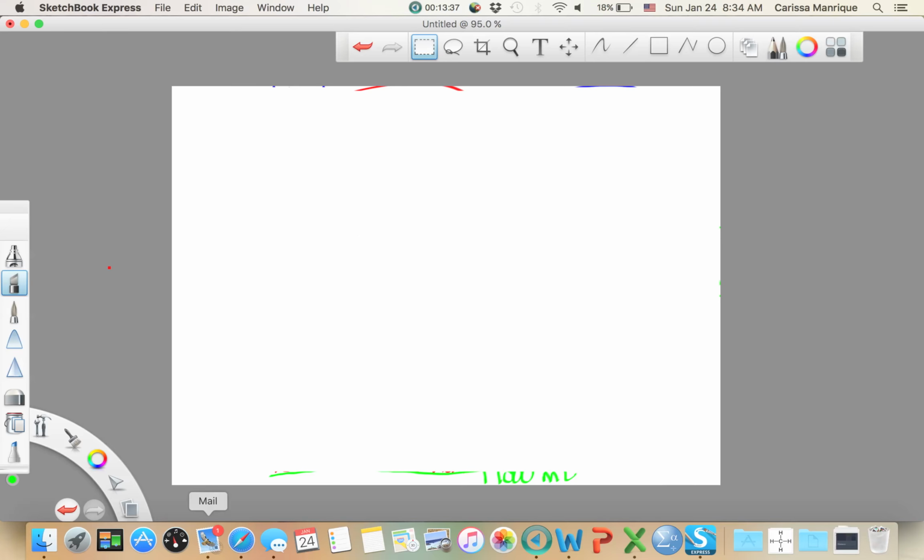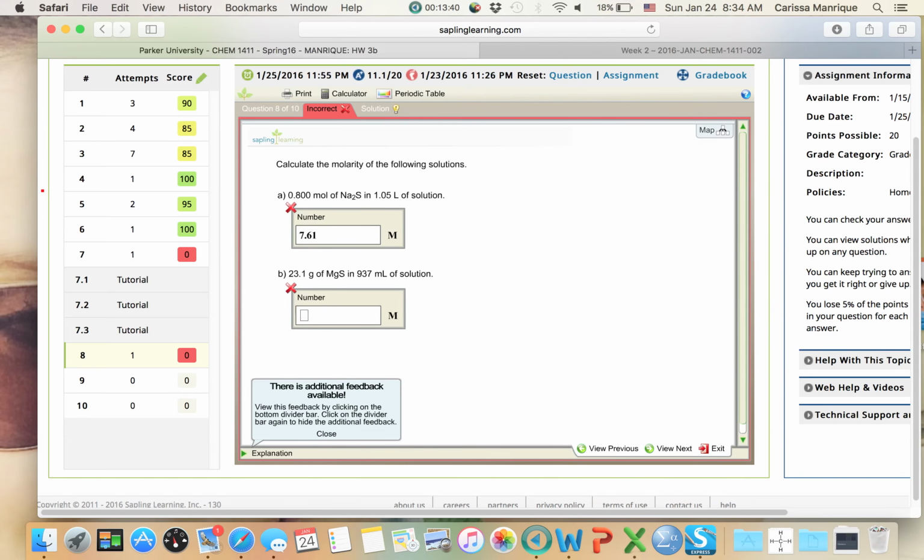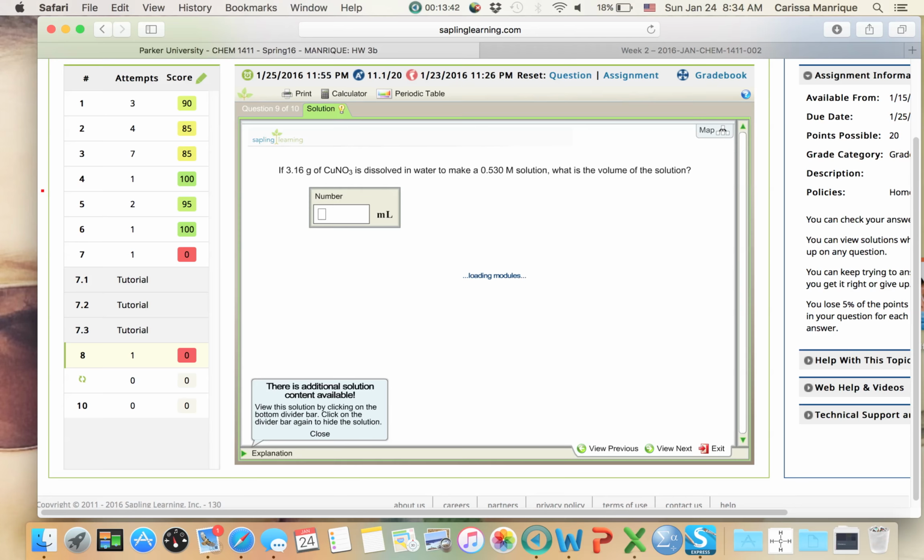Now the next one, again, I'm just going to set this up for you because it's a similar problem. If 3.16 grams of copper nitrate is dissolved to make 0.53 molar solution, what is the volume? So you see the molarity. Remember, molarity is moles per liter, or the amount per volume. So basically what we're going to do is now we're just going to solve for volume. So let's start putting these down. I'll set it up for you.